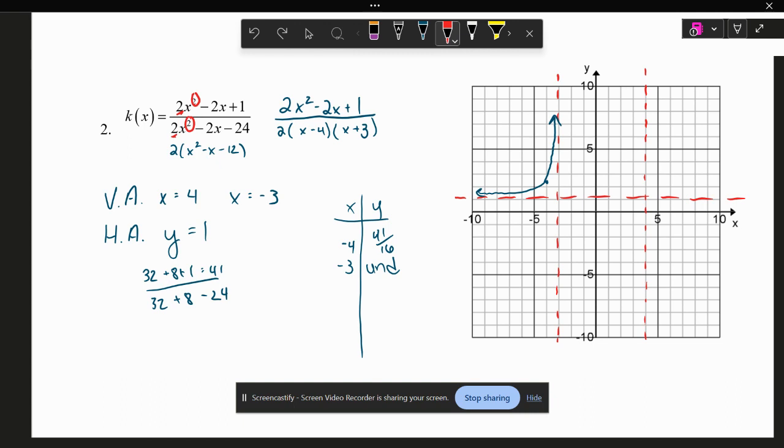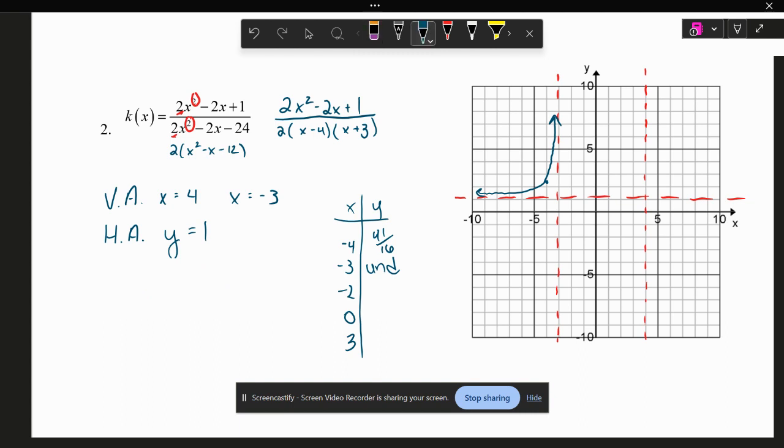So I'm going to plug in points that are in between. I'll plug in negative 2, 0, and then my next asymptote's at 4, so maybe I'll plug in 3 into my equation to just see what that's going to look like.